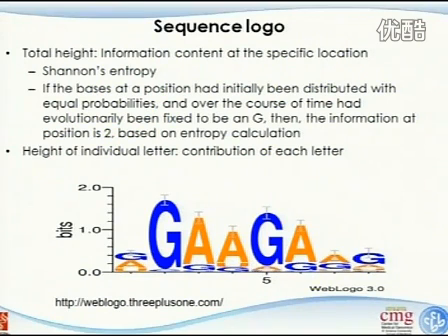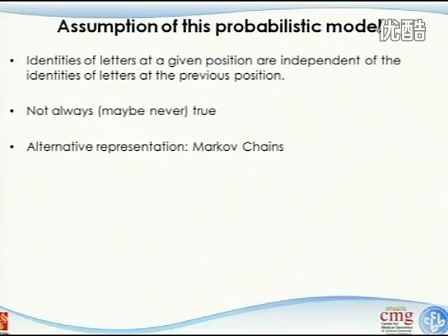The height of an individual letter is the contribution of that particular letter. You can see the total height of this one is this much, but the total height of this one is this much. That means for this particular location, you can mess with it. If it's a G and you put an A, that's okay. You put a U, that's okay. Just don't put a C there, right? That will kill your specificity. Anyway, this is how you read this sequence logo.